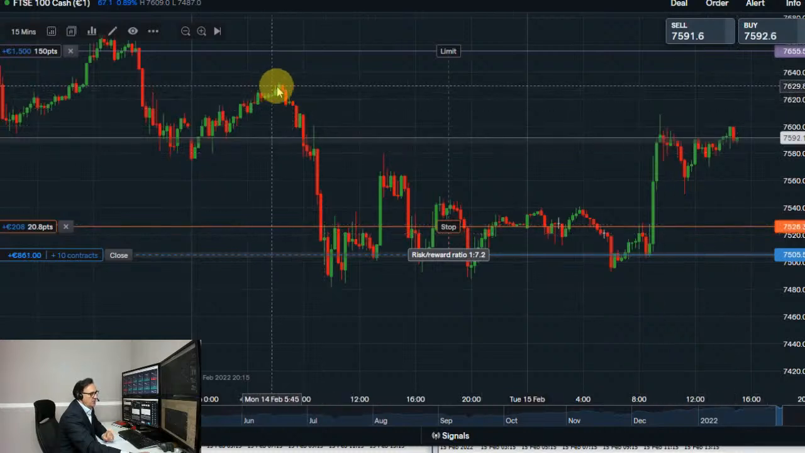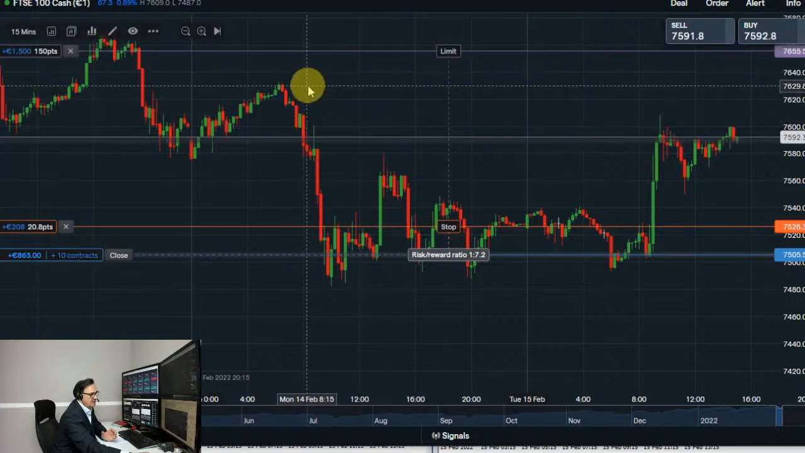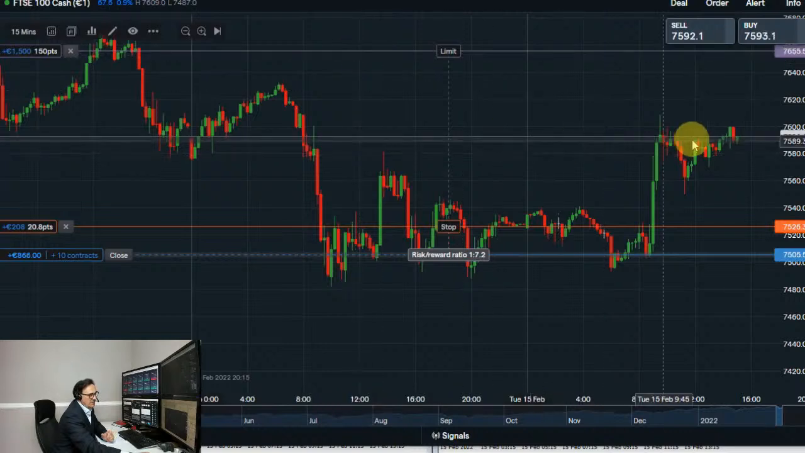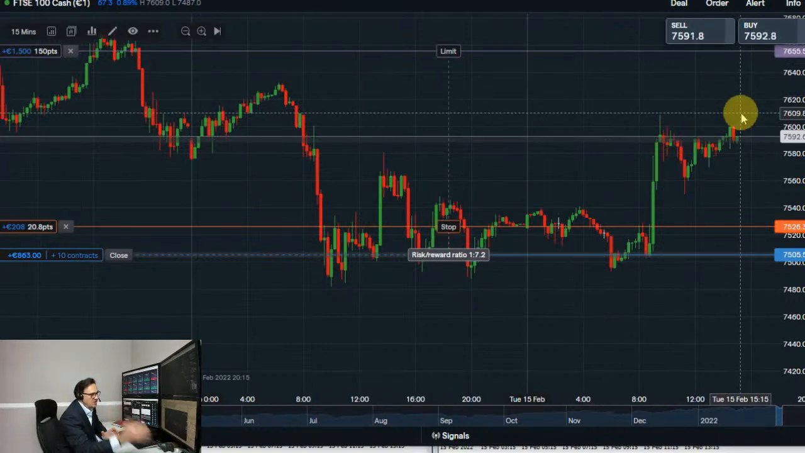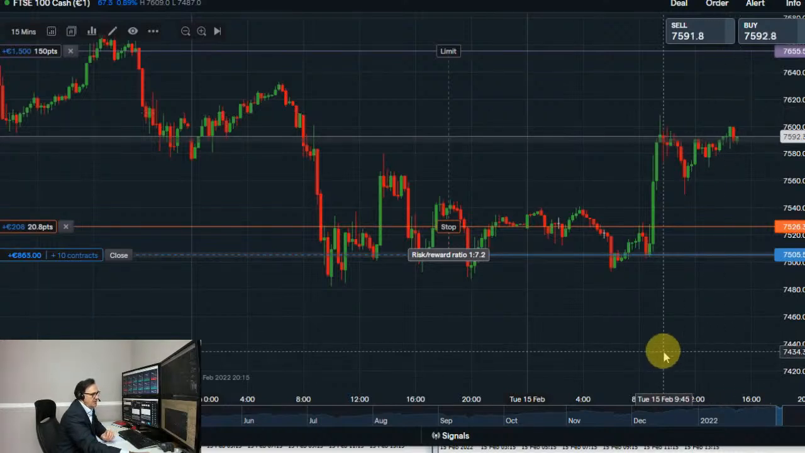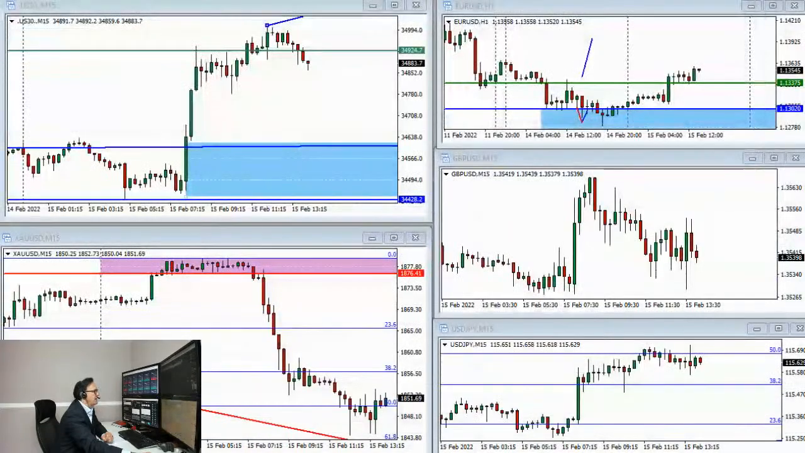I would be looking at this area up here, 7,610, 7,630, and then 7,650 on the upside for potential take profit. I'll see how I feel. I'll see how everything develops in the afternoon with the US markets, but that's my current open trade.